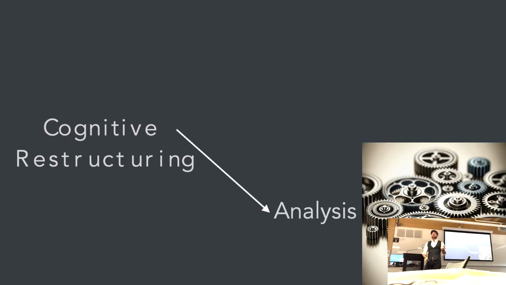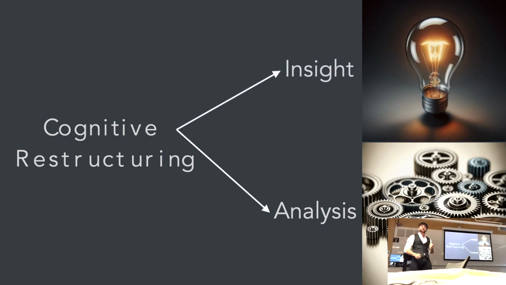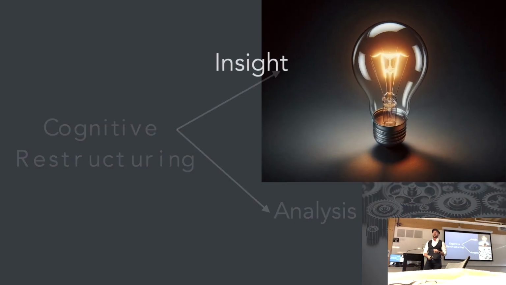So cognitive restructuring can come about in a couple of different ways. We can come to this kind of shift in our perspective through that analytic process that we've already alluded to, which is a more stepwise and gradual process. Each step in the logic path that I take brings me closer to my solution. Or we can get to that same cognitive restructuring through insight.